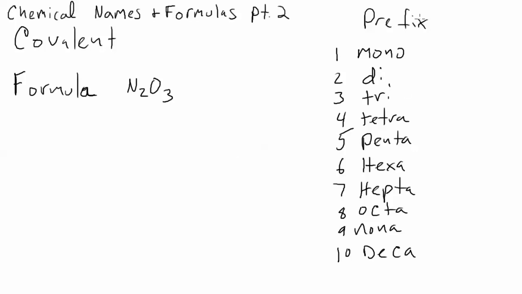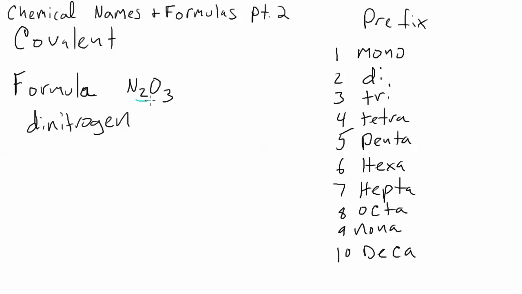There's a set of rules for how you use these prefixes. The first element will only get a prefix if there's more than one. So basically that rule is you never use mono on the first element. Well, we have 2 nitrogens in this case, so we don't have to worry about that too much, but you never use mono on the first element. So we have 2 nitrogens, and the prefix for 2 is di. So the first part of this name is going to be dinitrogen.